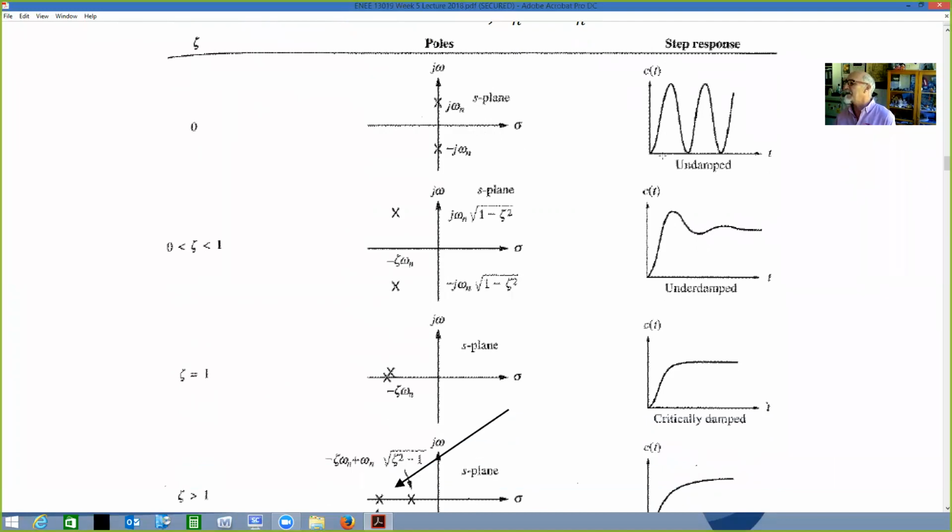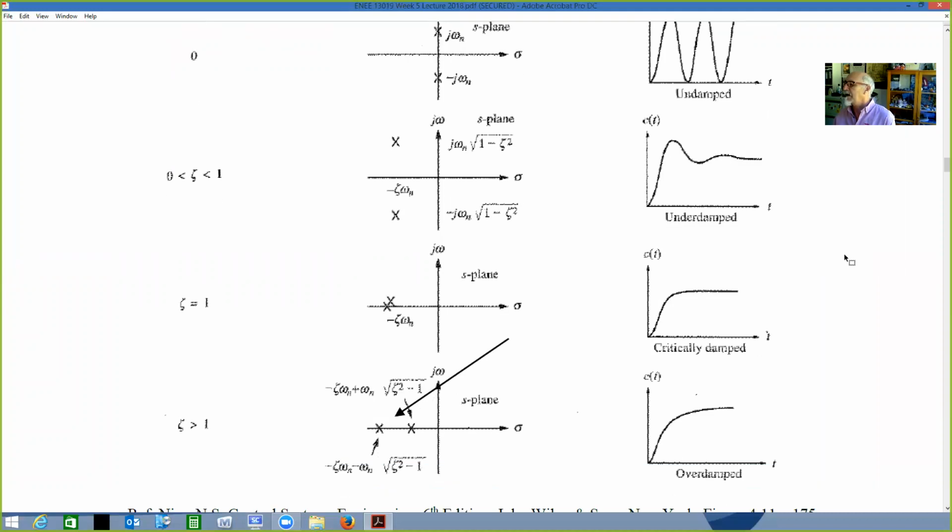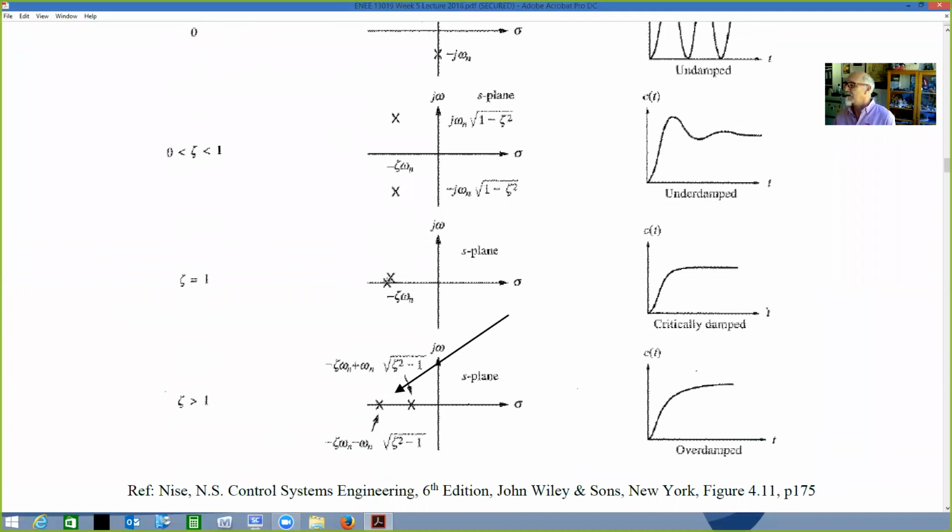Here you can see you get undamped when you have your two poles on the imaginary axis. You get an underdamped response when your poles move off the imaginary axis, over on the left half of the plane. Likewise, we can move them around, and when they get very close to each other you get critically damped, and then ultimately, as you see, overdamped.